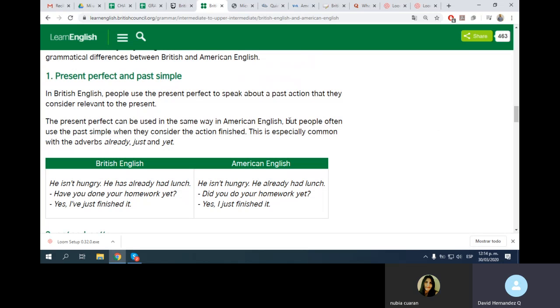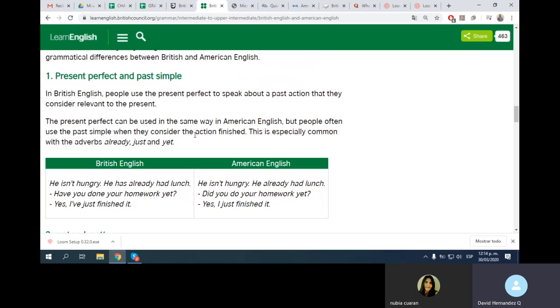Now moving on to the explanation of this thing. They say that British people use the present perfect to talk about a past action that they consider relevant to the present. The present perfect can be used in the same way in American English, but people often use the past simple when they consider the action finished.